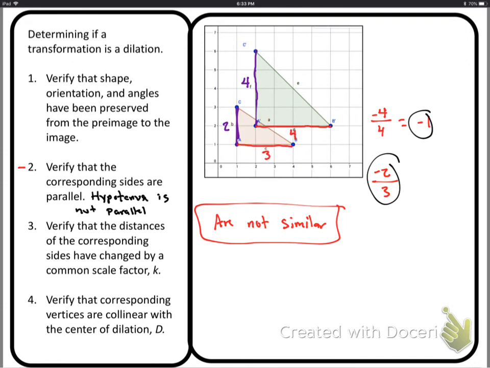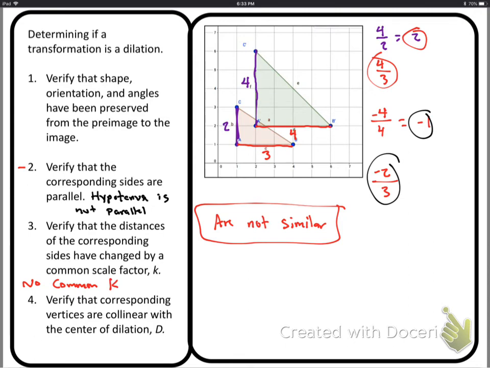So now if I compare these two, I have 4 over 2, and then we have 4 over 3. 4 over 2 reduces to 2. 4 over 3 doesn't reduce. These do not match up. So it does not have a common scale factor. So no common scale factor. K means scale factor.